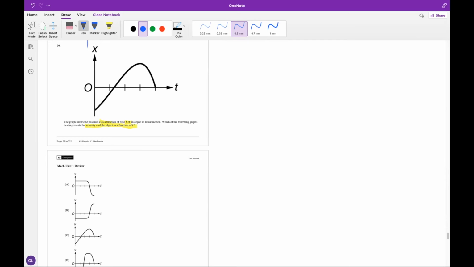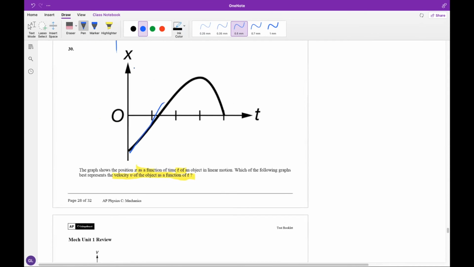Okay, so let's go ahead and see how we're supposed to tackle this question. They want the velocity. So again, we want the slope. But what does the slope look like here in this region? Well, by golly, the slope is constant. The slope's constant to right about here. So what this tells us is that V is constant.